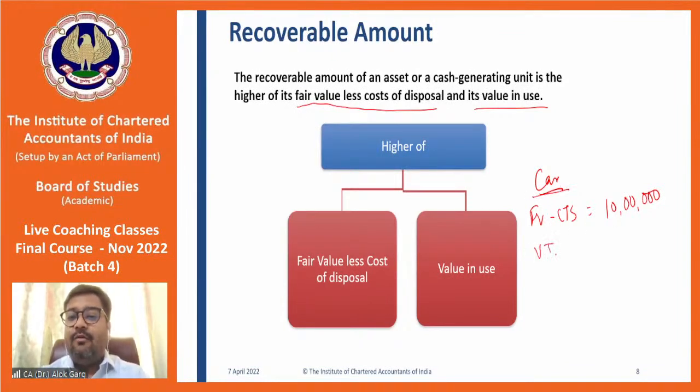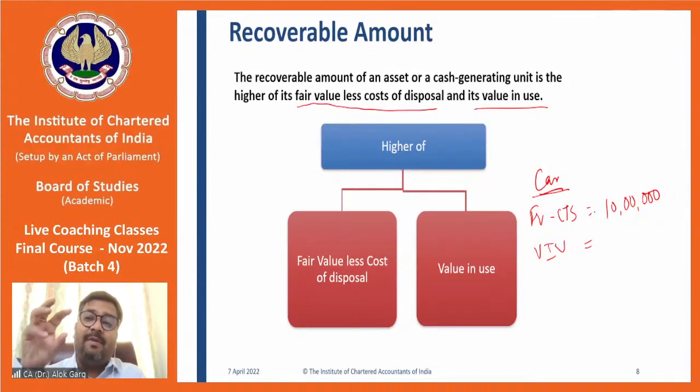And value in use, what is meant by value in use? If I will not sell this car, I will use this car for the lifetime of this asset, right? So what is the value I will get by using this asset? Fair value is a market specific value. Value in use is an entity specific value. Fair value is something which can be derived by selling the asset. Value in use is something which can be derived by using the asset. If I will use this asset for the next 10 years, what is the future economic benefit? What is the cash flow we will receive by using this asset? And what is the present value of those future cash flows? This is known as value in use.